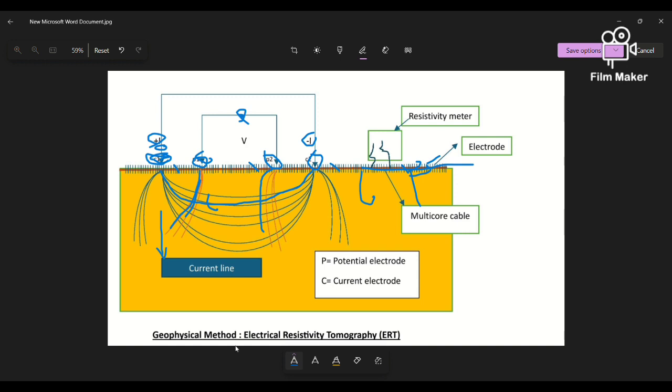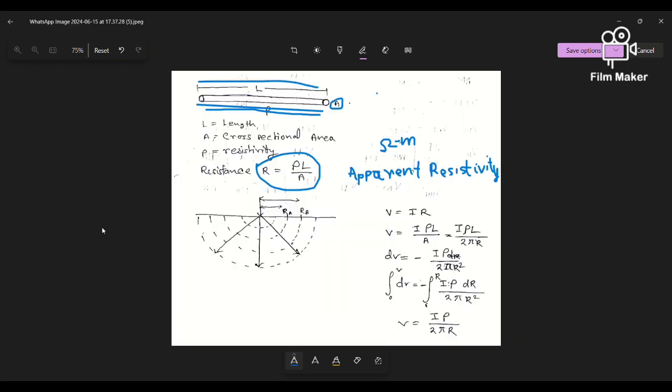If a current flows through this material, we can measure the apparent resistivity through this formula: R is equal to rho L by A. Rho is the apparent resistivity, R is the resistance, L is the length of the material, and A is the cross-sectional area.